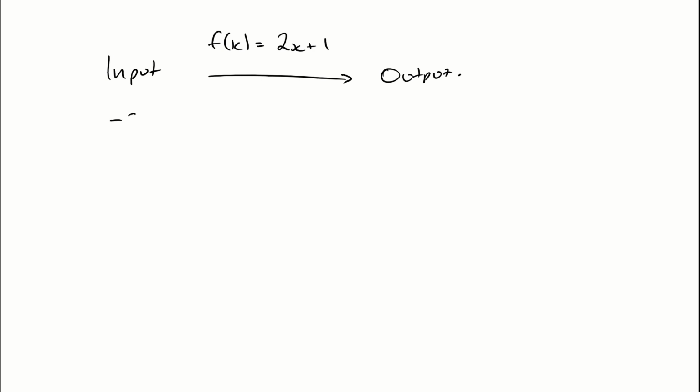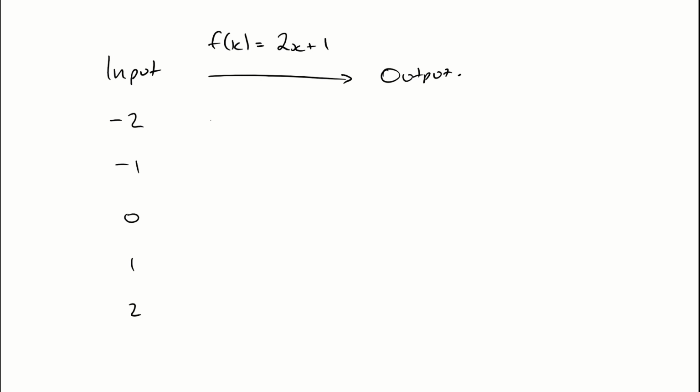So we know that a function takes some input, and it goes through our machine, for example, and maps it over to an output. For example, if we let our function f(x) be equal to 2x + 1. Let's take a few inputs. Let's take -2, -1, 0, 1, and 2. And let's see where these map to.